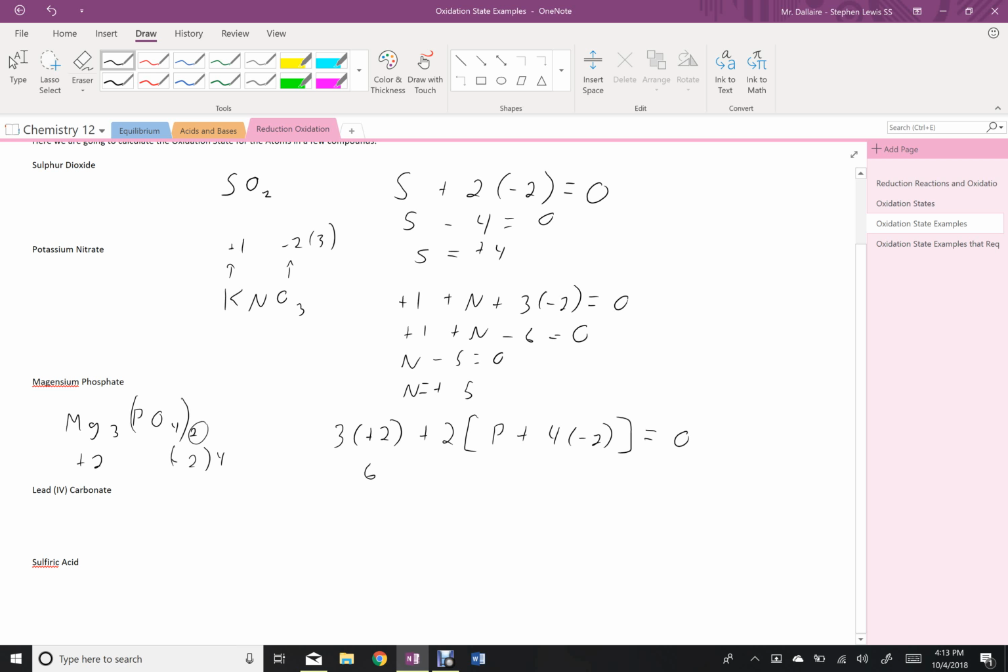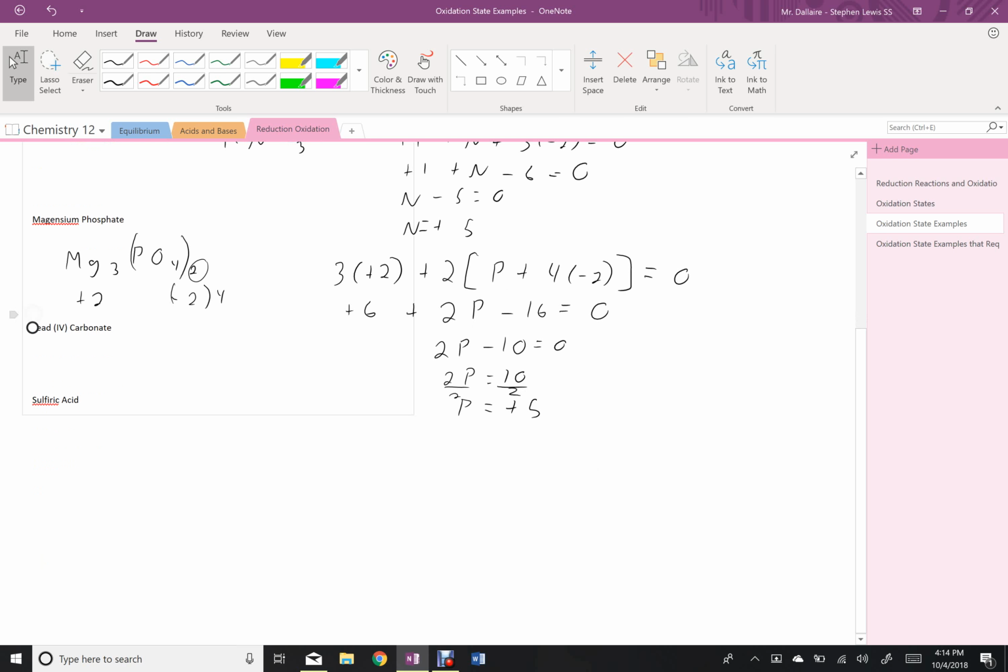So 6 plus 2 phosphate minus 4 times 2 times 2, that'll total to 16, will equal 0. Collecting my like terms, 2 phosphates minus 16 plus 6 is minus 10. And so my phosphate, in this case, will work out to be plus 5. So I can use my simple rules to get most compounds without bothering with the Lewis structure.